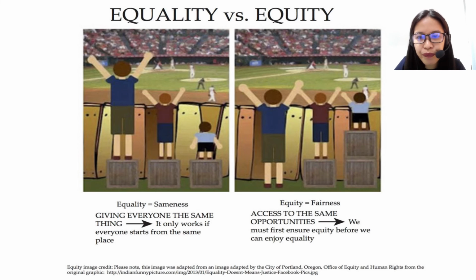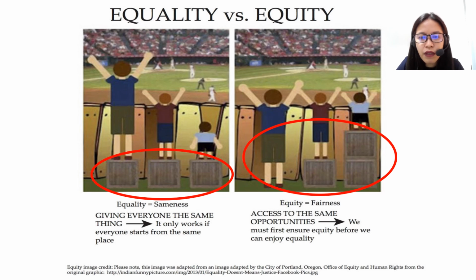So if you could check the difference here, for those people who are taller, we do not need to do something for them because they are already tall. But for those people who are medium size, a little bit taller but not tall at all, we give them a little box. And for those short people, we give them higher boxes, so that all of us could attain equity. And if we attain equity, then we are able to achieve equality.